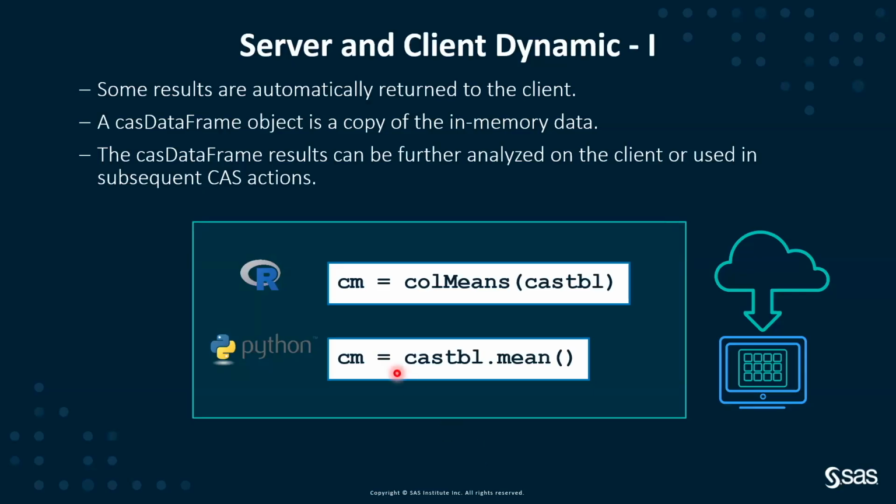So we have something called a cache data frame. Even if we do not know whether a given output table is a cache data frame or something else, we can actually test that out. However, first of all, let us understand that there are some results which will be automatically returned to the client. A cache data frame is just a copy of the in-memory data. It's not usually that big compared to the original data that you might want to analyze using cache server. It's more of a summarized table. And those results are free to be analyzed, whether you want to analyze them on the client or keep on analyzing them on the cache server. That's pretty much possible.